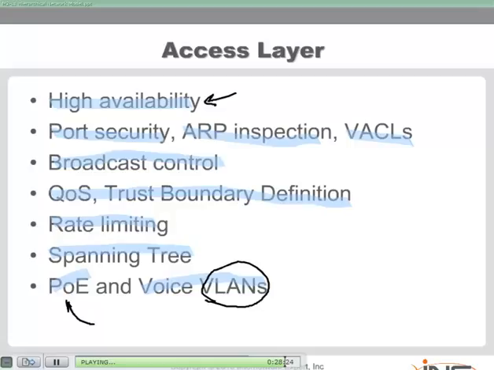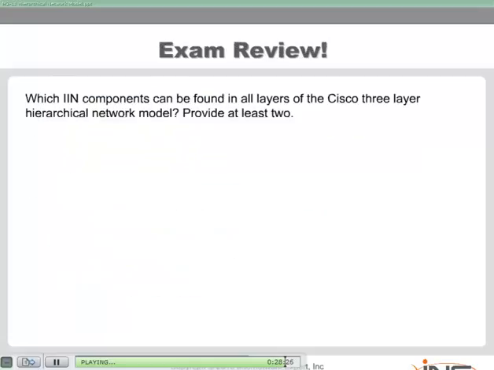Well, let's wrap up this lesson with some exam review. Which IIN components can be found in all layers of the Cisco 3-layer hierarchical network model? Provide at least 2. So, if we think about those building blocks of the intelligent information network, which of those components can be found in all of the layers of the 3-layer hierarchical network model?